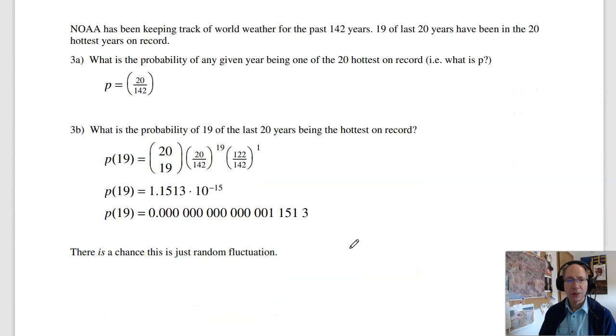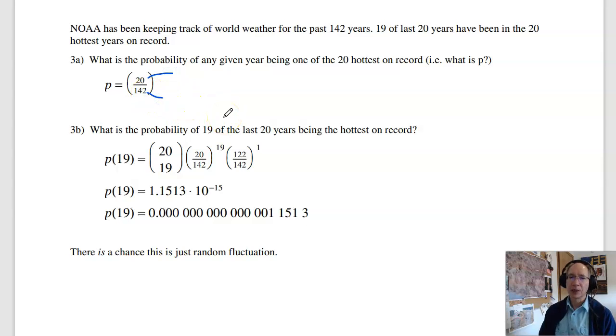Problem 3 is the National Oceanic and Atmospheric Administration's been keeping records of world temperatures for the past 142 years. 19 of the last 20 years have been in the 20 hottest on record. What's the probability that's due to chance? Well, the probability of any given year being on one of the 20 hottest on record is 20 in 142.